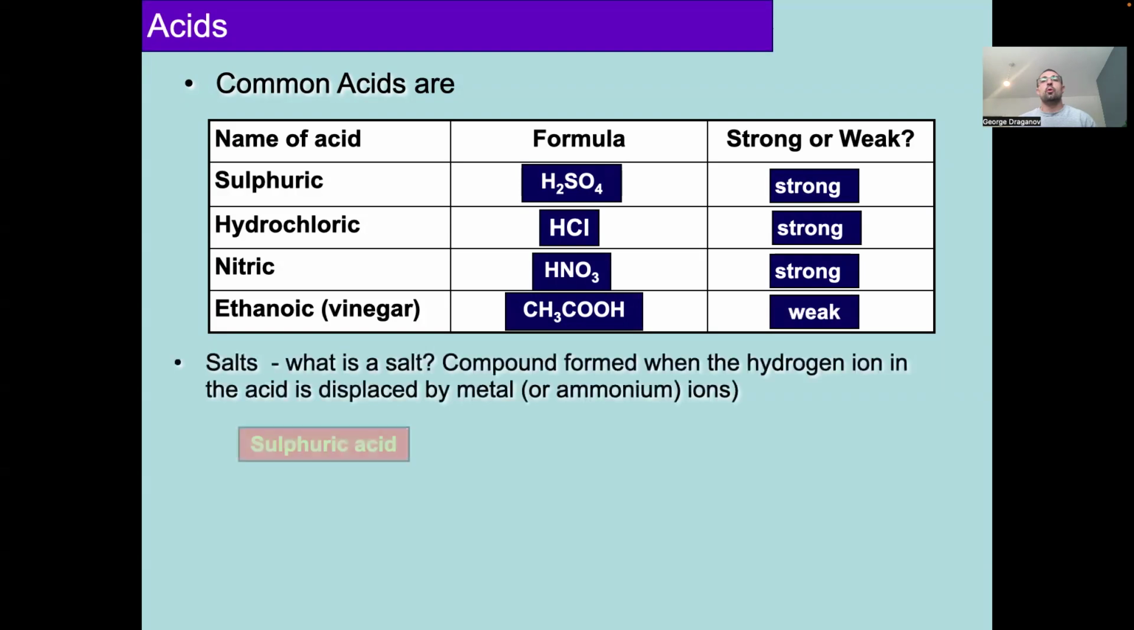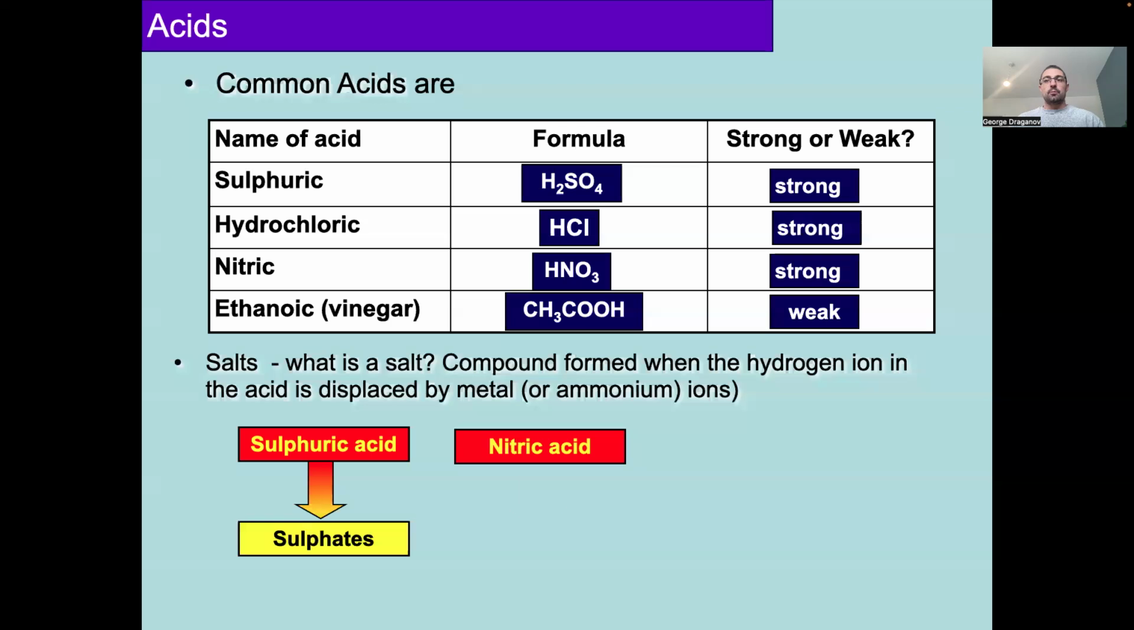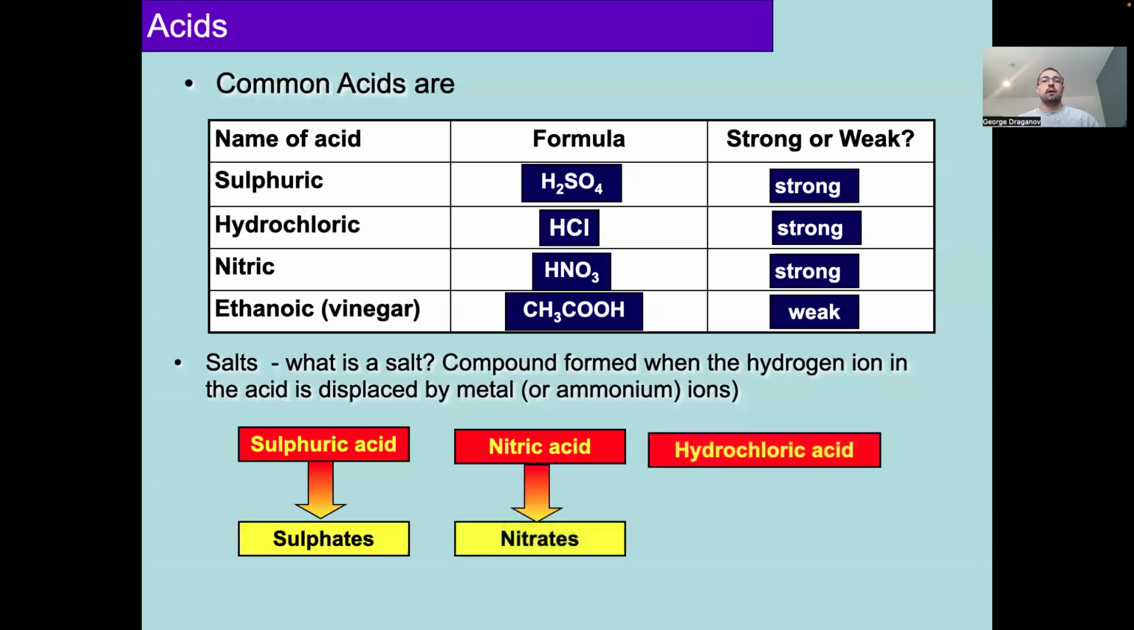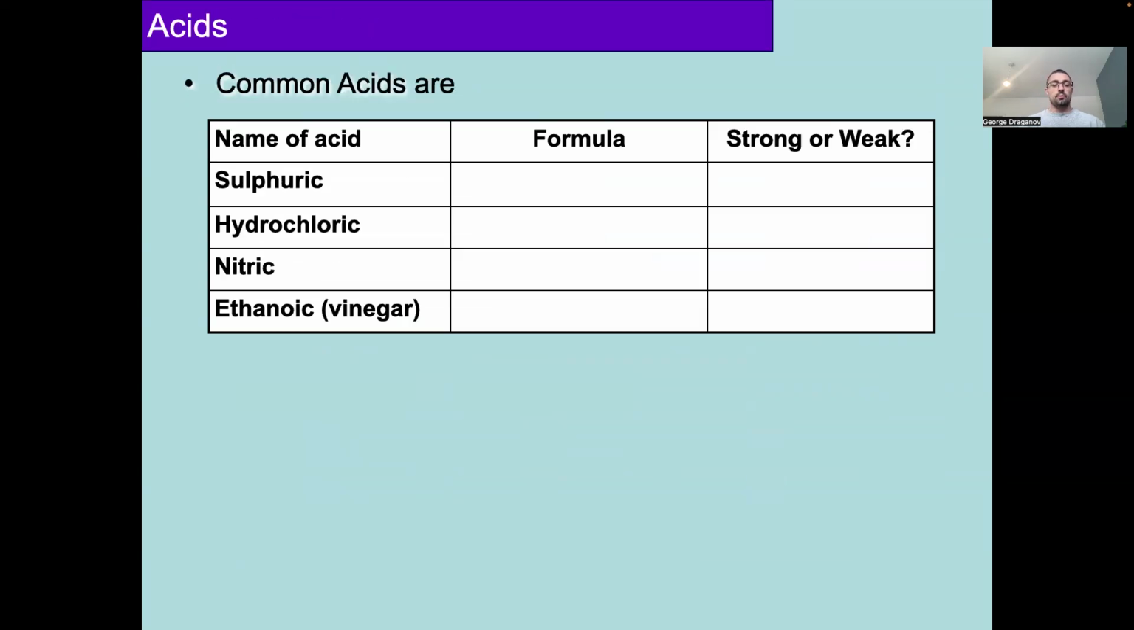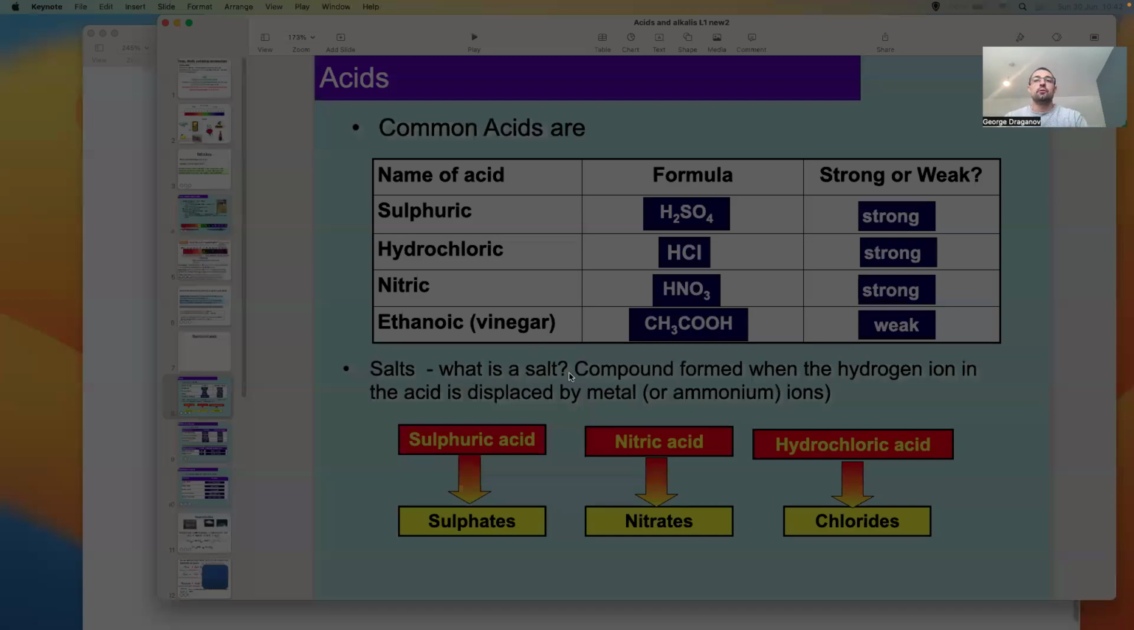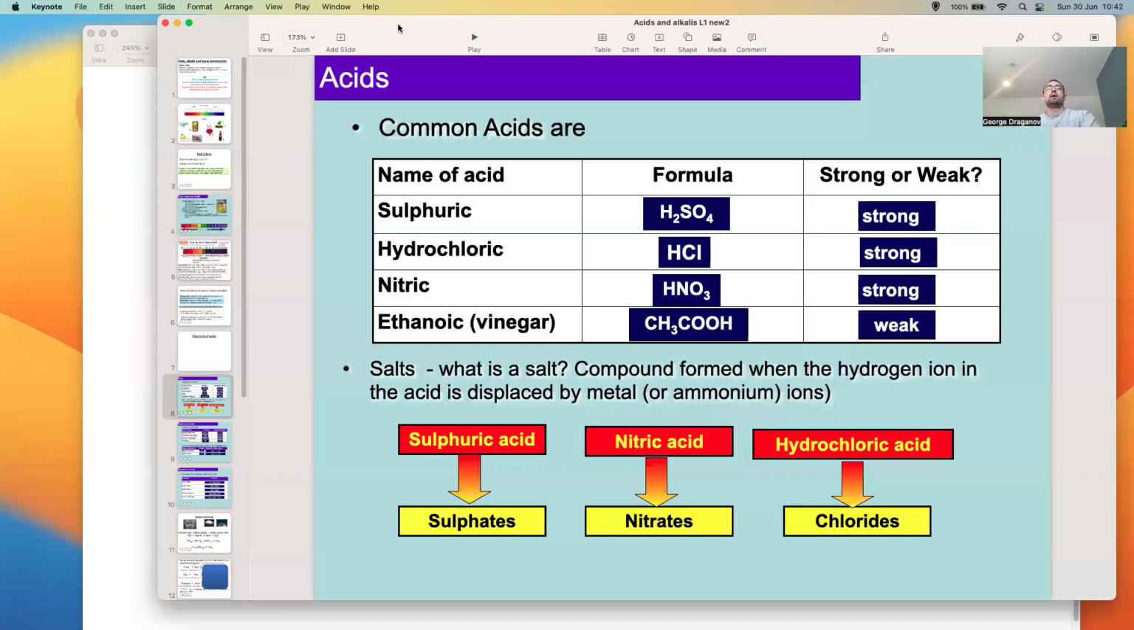The key thing is that you know what a salt is. Extremely important. So what is a salt? A salt is a compound formed when the hydrogen ion in the acid is displaced by a metal ion. Let's go back one. Okay, so let's have a look.